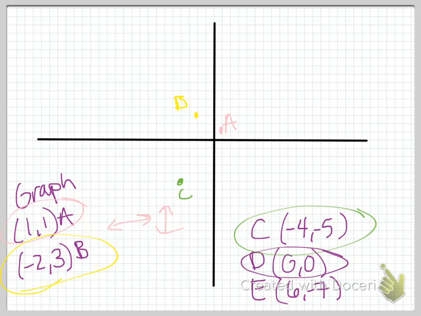D is 0, 0, so we're not moving anywhere. That is my origin, it is my middle point. E is 6, negative 7, so I got to go right 6, 1, 2, 3, 4, 5, 6, and down 7, 1, 2, 3, 4, 5, 6, 7. Okay, so remember, whenever you're graphing points, you always have to go left or right first, and then up or down. You have to walk to the elevator before you ride the elevator.